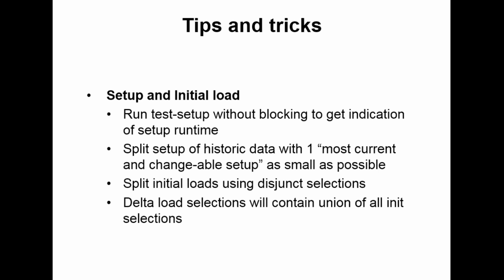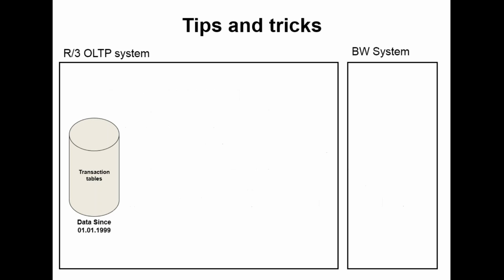Delta load selections will contain the union of all init selections. As we are splitting the init loads, when we do the delta load, it will take all these initial loads combined, like a union. For example, if from 2010 each year till 2016 we have segregated the loads, like 2010, 11, 12, 13, so 7 initial loads happen, then when we trigger the delta, it will consider all the years from 2010 to 2016. So this is how it will be.